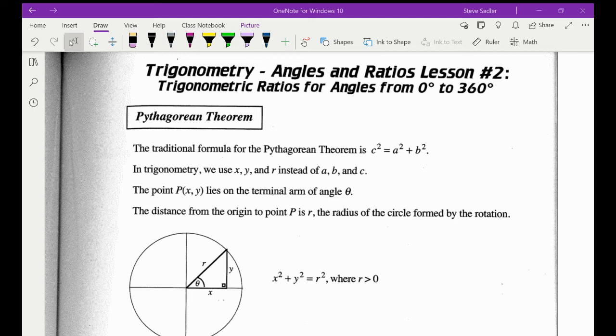Hello, everybody, and welcome to Trigonometry, Angles, and Ratios Lesson 2. So today we are going to look at the trigonometric ratios. Last year in grade 10, you looked at these. I don't know if you remember, they were sine, cos, and tan. So we are going to be looking at these for angles from 0 to 360.